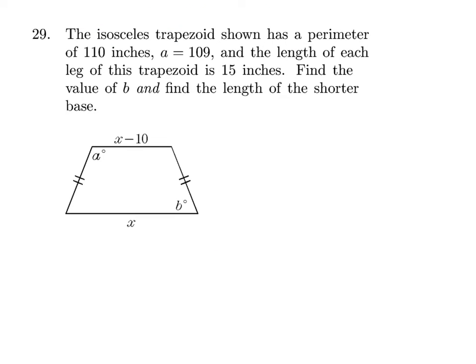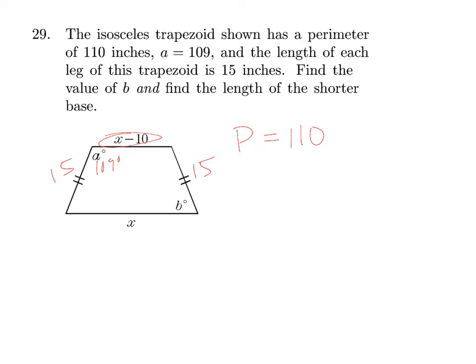All right, the isosceles trapezoid shown has a perimeter of 110 inches. All right, perimeter is 110. A is equal to 109. That's 109 degrees there. And the length of each leg of this trapezoid is 15. Okay, 15 and 15. Find the value of B and find the length of the shorter base. Okay, this would be the shorter base up here.